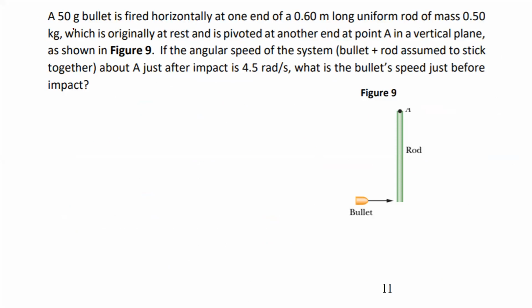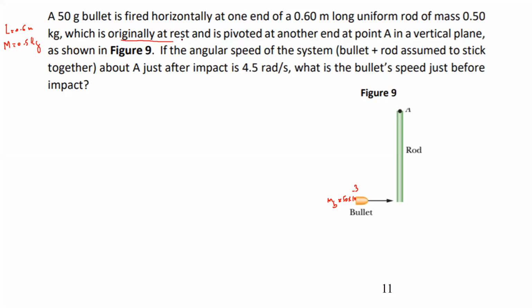So we have a bullet, and I give you the mass of the bullet. I will call it MB. MB is 50 times 10 to the power minus 3 kilogram. Okay, 50 gram, I put it in kilogram. It's fired horizontally at one end of a 0.6 meter long uniform rod. So the rod is uniform, and L of the rod is 0.6 meters. And I give you the mass of the rod. Mass of the rod, I will call it capital M, half kilogram.